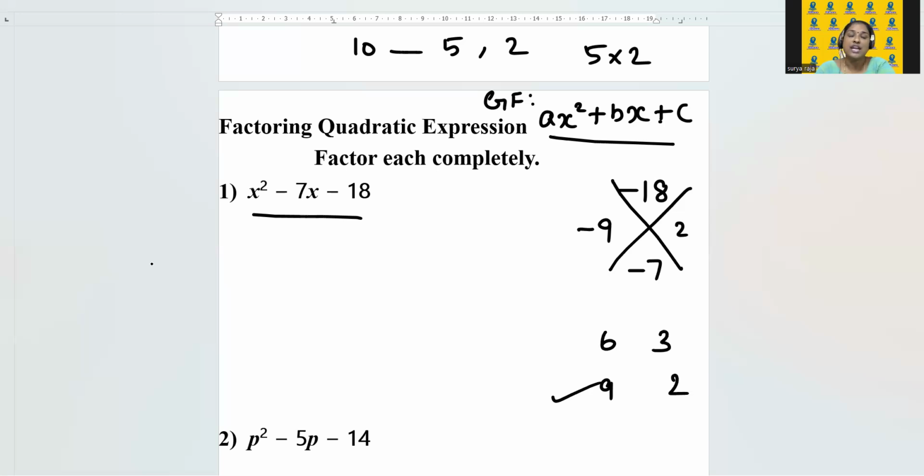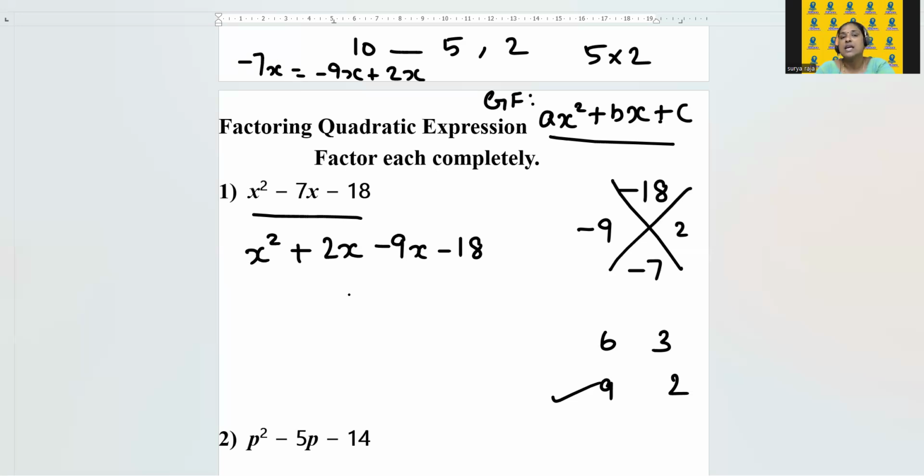Now I'm going to rewrite this expression by expanding minus 7x as plus 2x, since we got plus 2 here, minus 9x minus 18. What is the reason for rewriting minus 7x as plus 2x minus 9x? Both are the same, right? See, minus 7x is minus 9x plus 2x. Why can't we replace minus 7x with plus 2x minus 9x? Yes, we can do that.